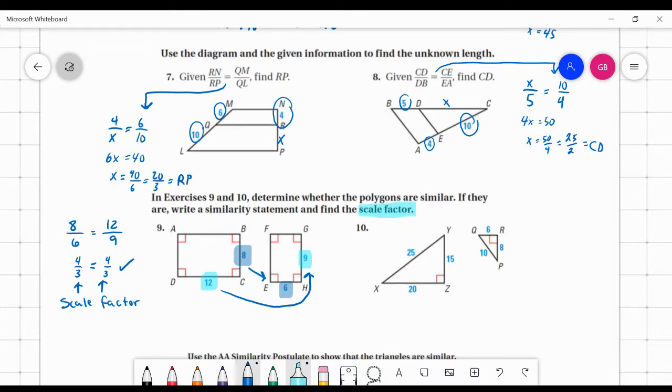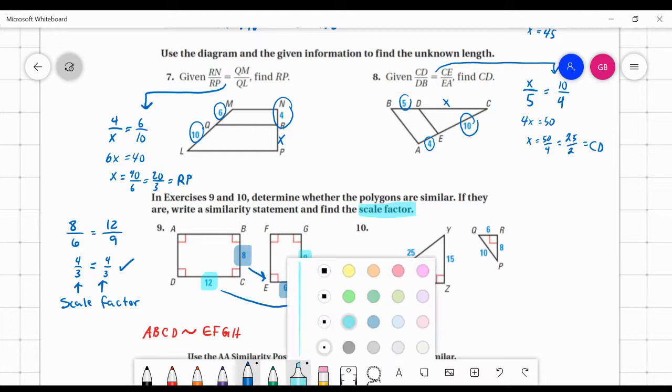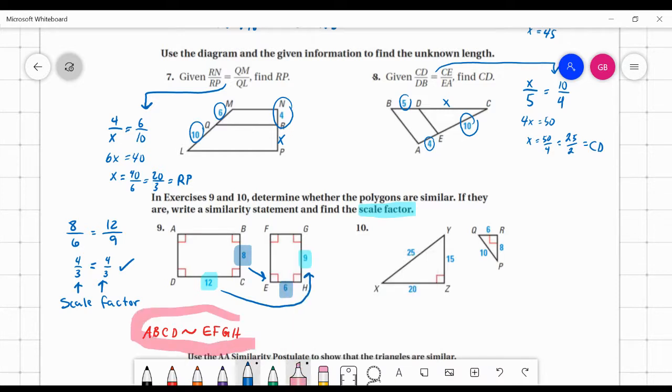We still need to write a similarity statement. Okay, so let me show you what that looks like. So now we have to state that the polygons are similar. So this is a quadrilateral. So polygon ABCD is similar to, use just a single squiggly line, and that's similar to EFGH. Okay. So this right here is the similarity statement.